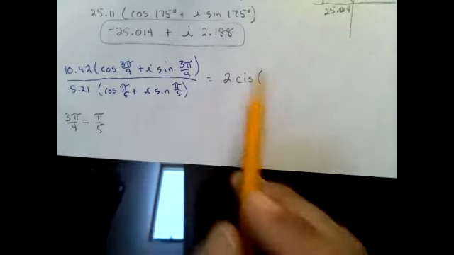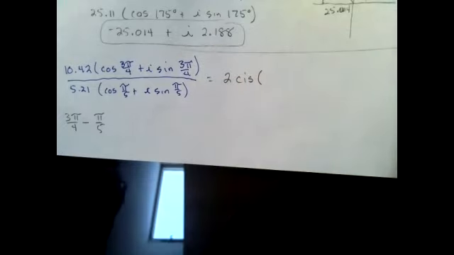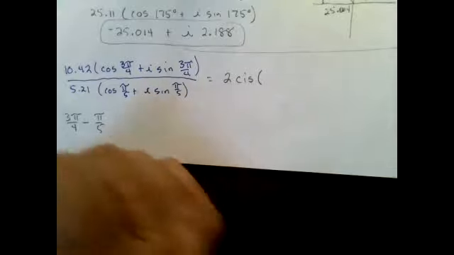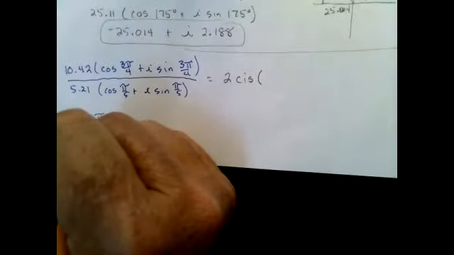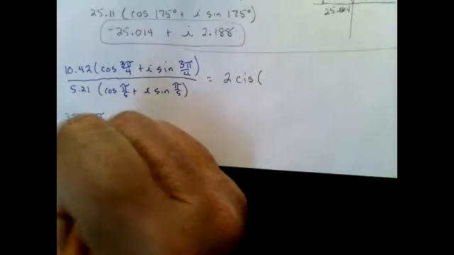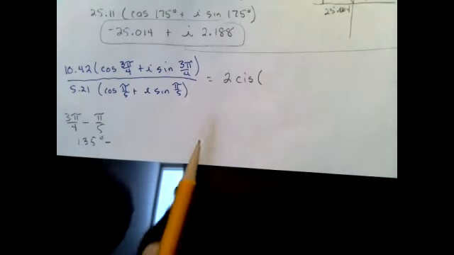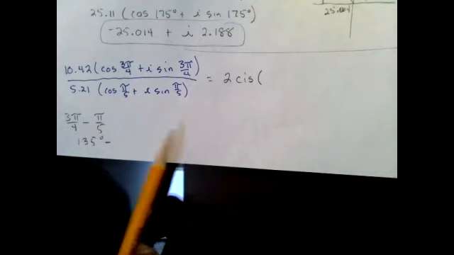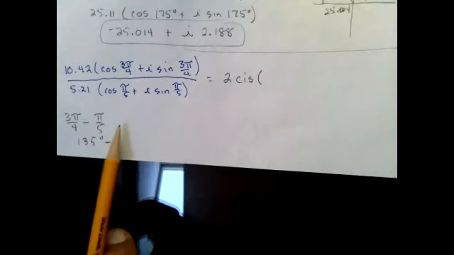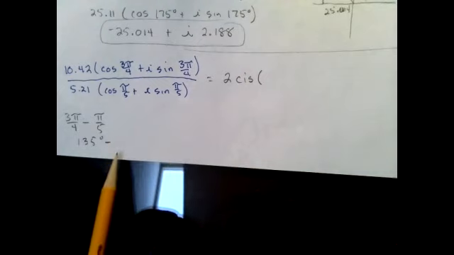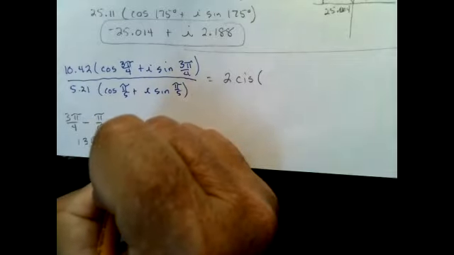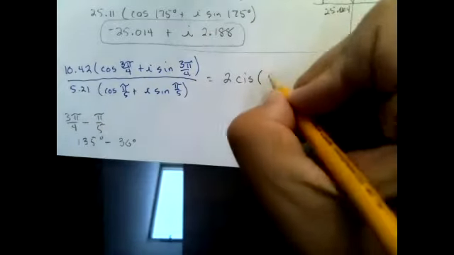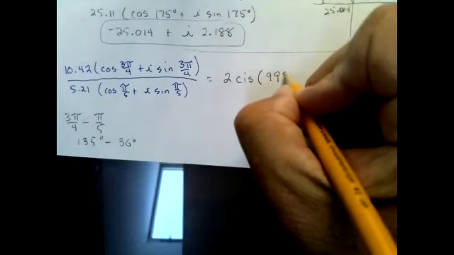Do we remember how to convert? 135. I get a 135. So now I have 135 degrees minus pi over 5. Oh, I got 36. 36 degrees. So when I subtract those, it's going to be 99 degrees.